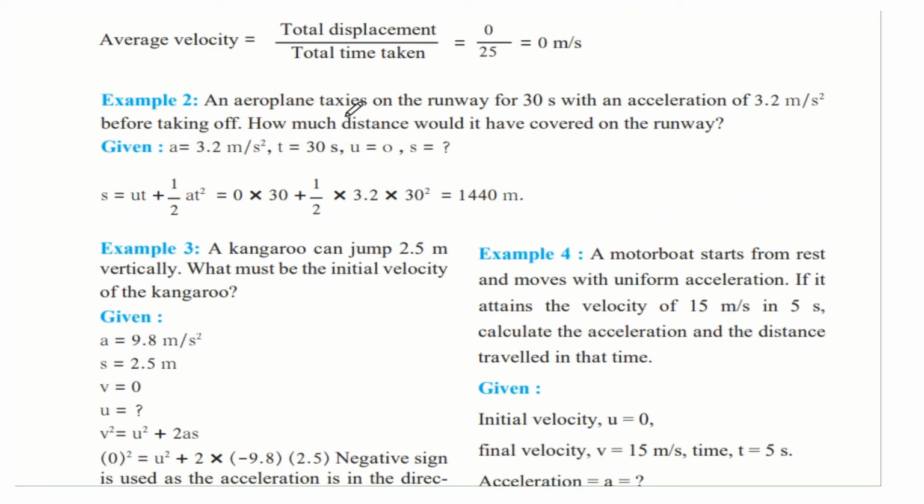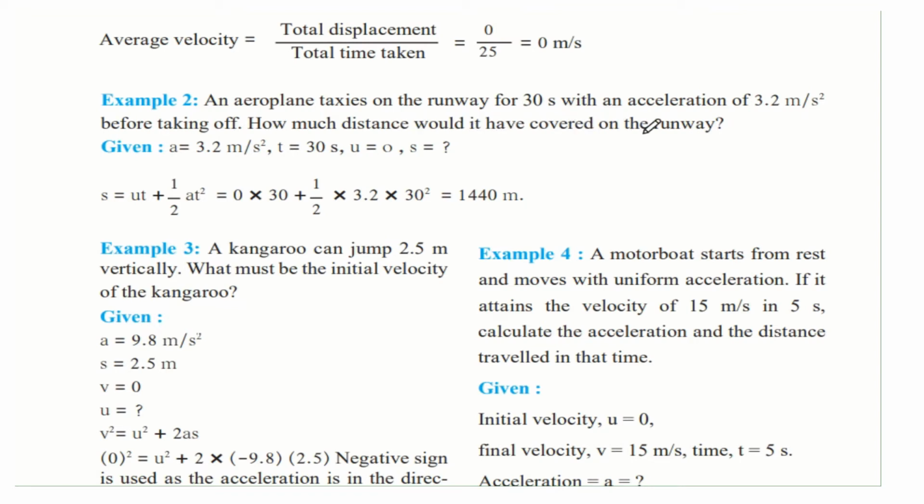An airplane taxis on the runway for 30 seconds. Taxis is when the airplane is just moving on the runway without actually flying. An airplane taxis on the runway for 30 seconds with an acceleration of 3.2 meter per second square before taking off. So here they have given us the acceleration, that is 3.2 meter per second square. How much distance would it have covered on the runway?